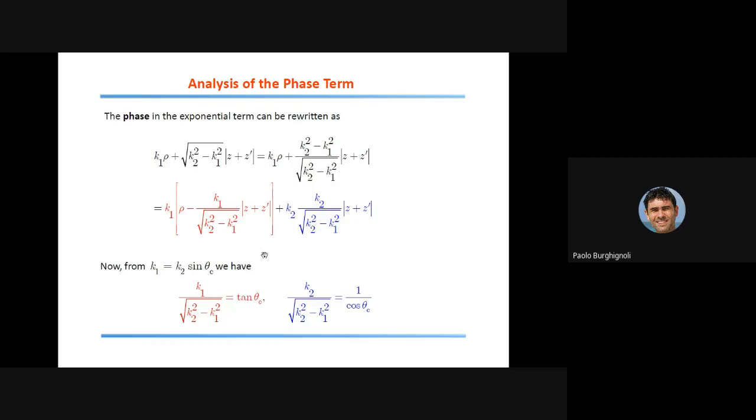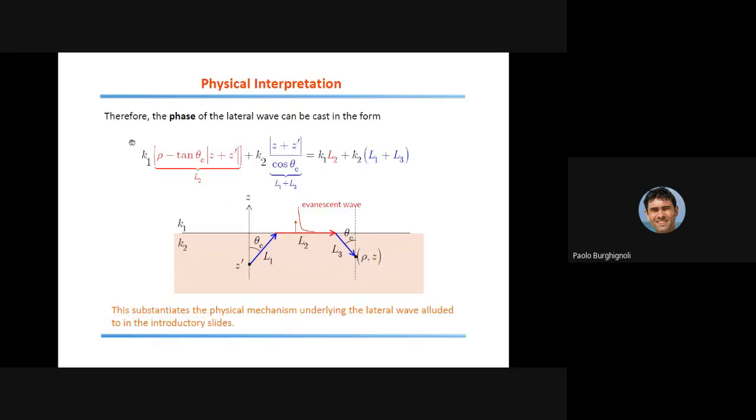If we introduce those expressions in the upper expression of the phase, what we get is that the phase of the lateral wave can be cast in the form that you can see here, as the sum of a number of terms. The term in red can be associated with a distance, L2, that you can see represented in the picture here, whereas the term in blue can be written as the sum of two distances, L1 and L3.